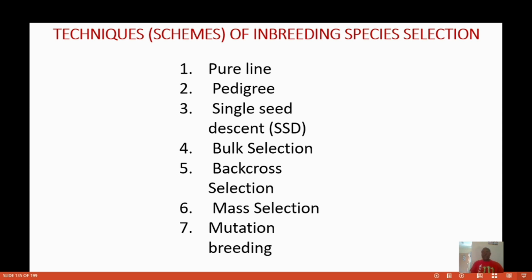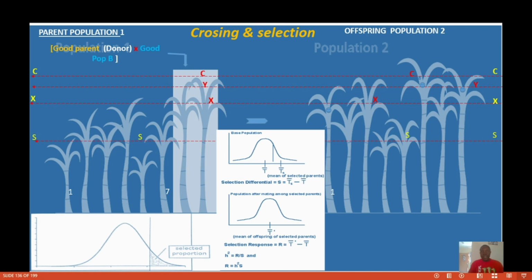Now, inbreeding species are those that are self-pollinated. The techniques or schemes of selection are these 7 that are indicated here. You can read them yourself. I will send the PDF notes to go with this presentation. But let's get to this example here, which is very important.